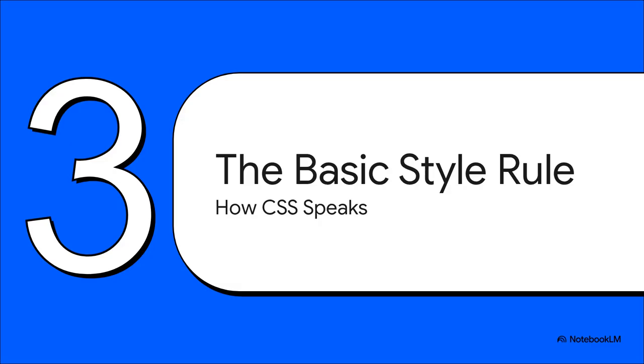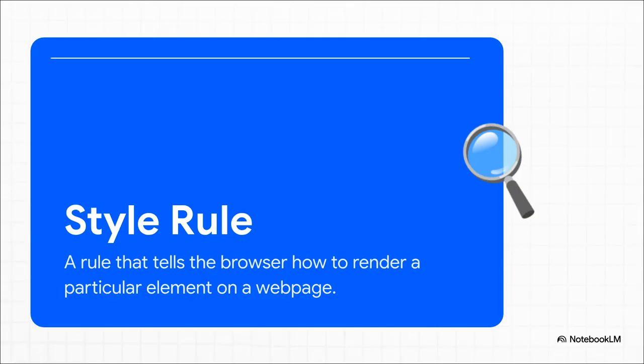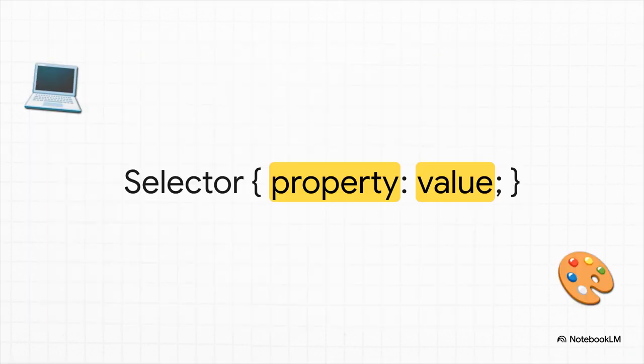Okay, so if CSS is a language, then how does it speak? How do we write these instructions for the browser? Well, it all boils down to one super simple, fundamental idea: the style rule. A style rule is pretty much exactly what it sounds like. It's just a single, clear instruction that tells the browser how it should display a specific piece of the web page, whether that's a paragraph, an image, or even a button. Literally every color, every font, every layout choice you see online is just the result of one or more of these rules. And this is it.